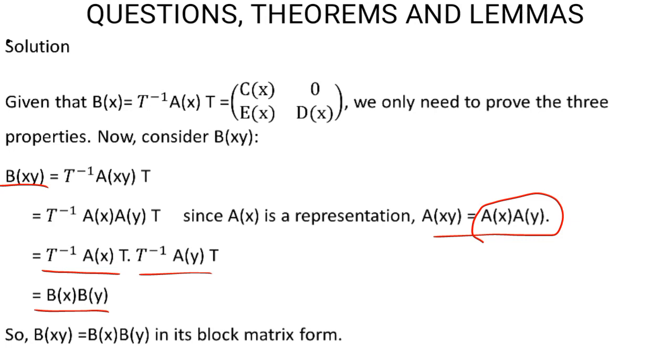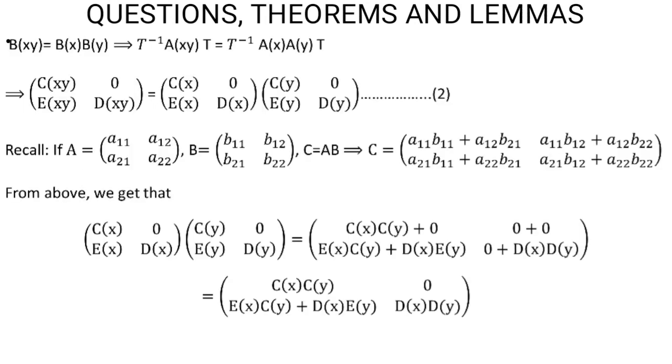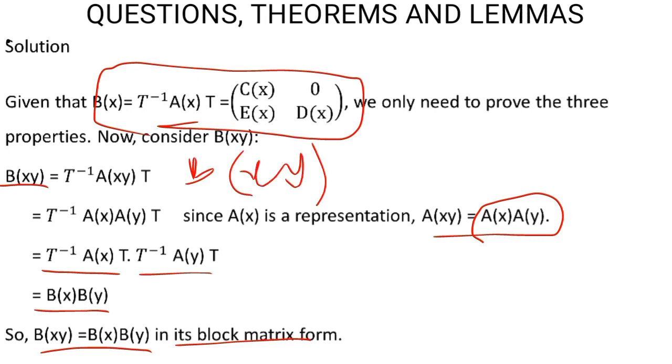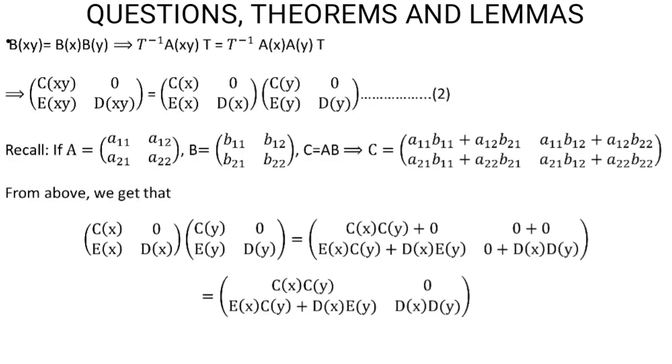So we've succeeded in showing that B(xy) satisfies B(x) times B(y) in its block form. Okay, so it satisfies that in its block form. So it means that if I substitute wherever I see, remember what B(x) is. B(x) is actually this equation here. So we are now looking for B(xy), meaning that wherever there was x, you just put xy, okay? So let's see what we've done.